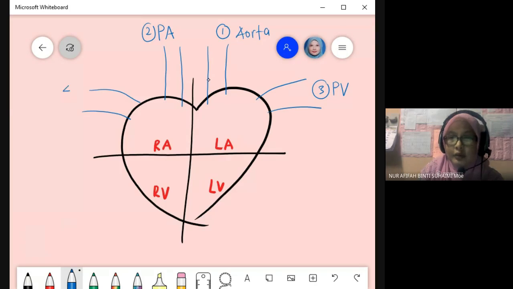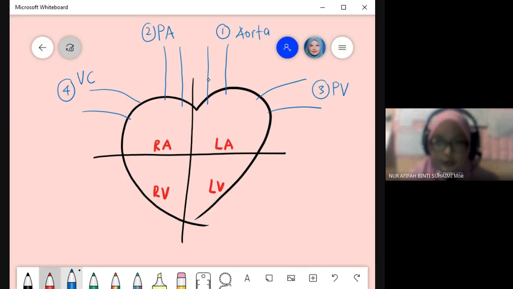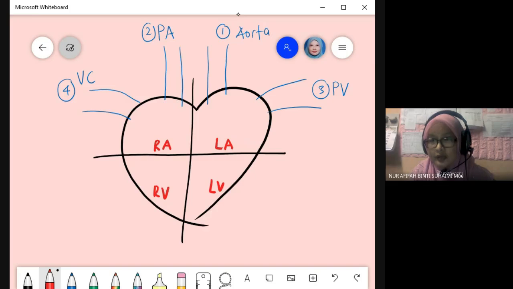And the fourth one should be vena cava. Okay, vena cava. It's actually easy to remember. Remember the terms with the correct spelling: aorta, pulmonary artery, pulmonary vein, crossed with pulmonary artery, and then the other side is vena cava. That's all. The first picture is very complicated, the real one. So this is the simple one. Make sure you can remember this one.